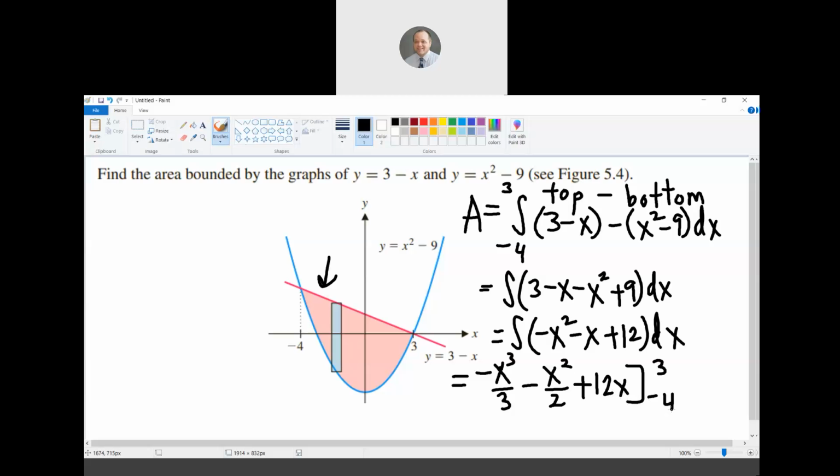Now we're ready to plug in our limits of integration, starting with the top one, the 3 here. So everywhere we see an x, we'll plug in 3. So we have negative 3 cubed over 3, minus 3 squared over 2, plus 12 times 3. We need a mandatory minus sign in between our substitutions.